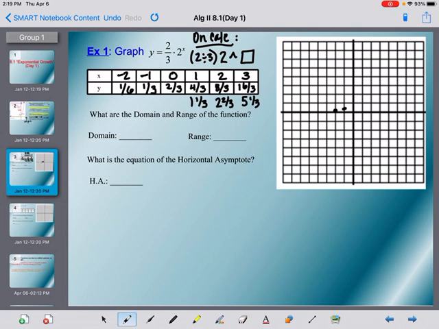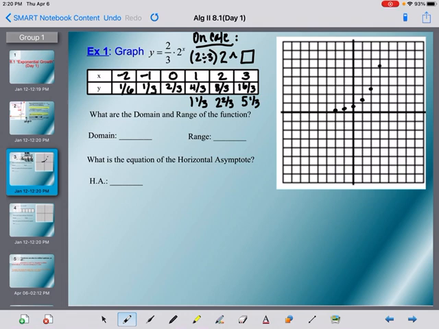When x is 0, y is 2/3. Remember, we said that number in front, that a value was my y-intercept. There it is, 0, 2/3. When x is 1, I'm at 1 1/3. When x is 2, I am at 2 2/3. And when x is 3, I am at 5 1/3.